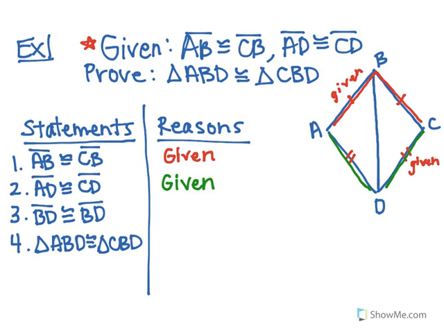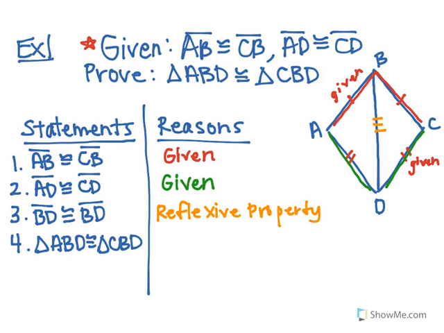The third side, if I'm looking at my figure, is this shared side here. I know it has to be the same because it's the exact same segment, or the exact same size, and that property is called the reflexive property. So I know that BD is going to be congruent to BD because it's the exact same thing. And again, I use the reflexive property for that.